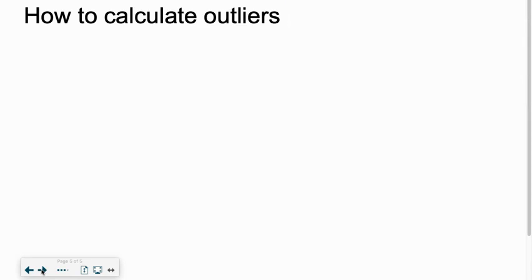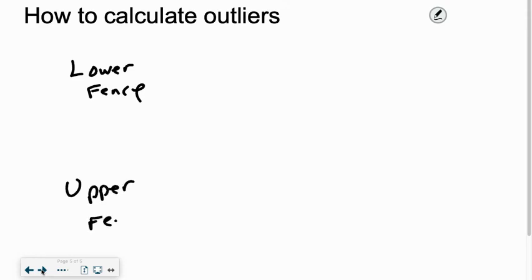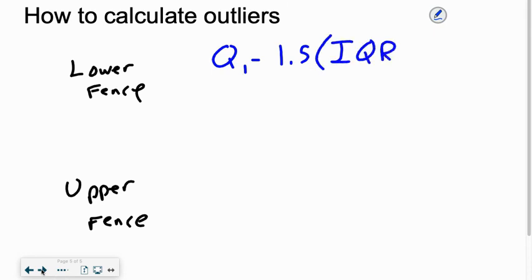If we want to calculate outliers, we need to find a lower fence and an upper fence. To find the lower fence, we take Q1 minus 1.5 times the IQR, which stands for interquartile range. We'll talk about that in a second. To find the upper fence, you take Q3 now plus 1.5 times IQR.